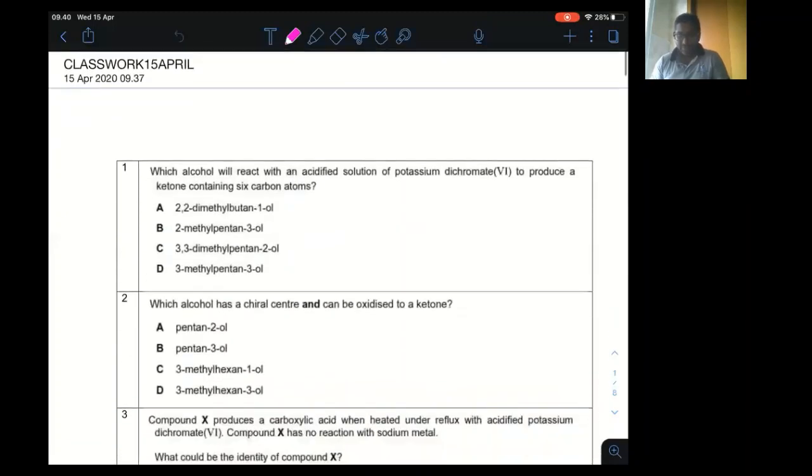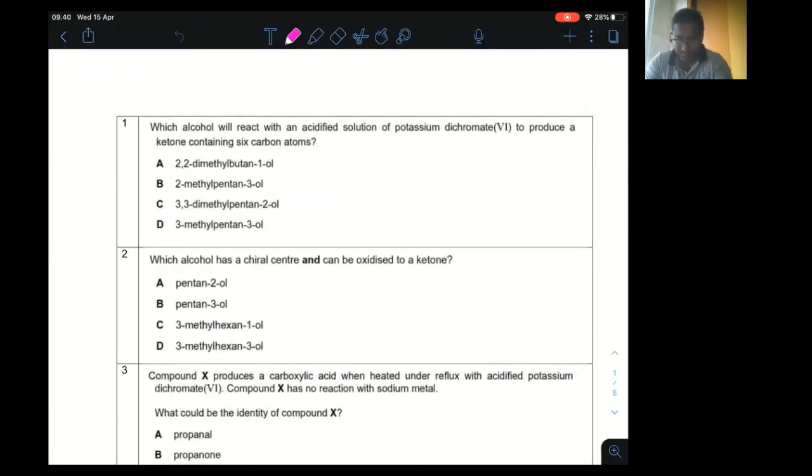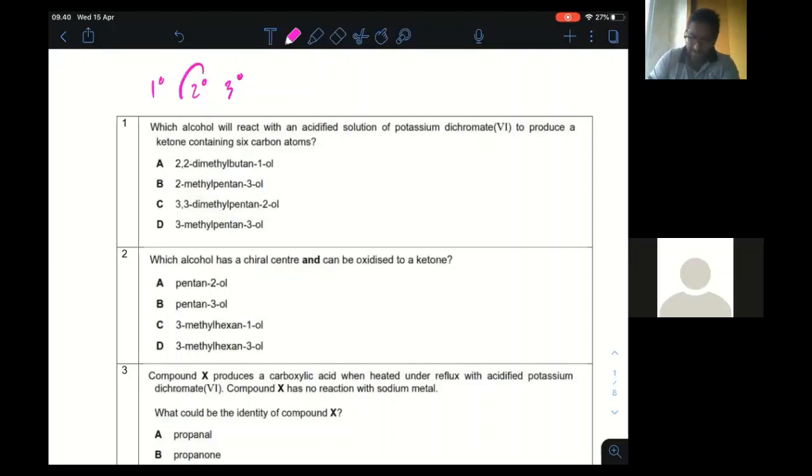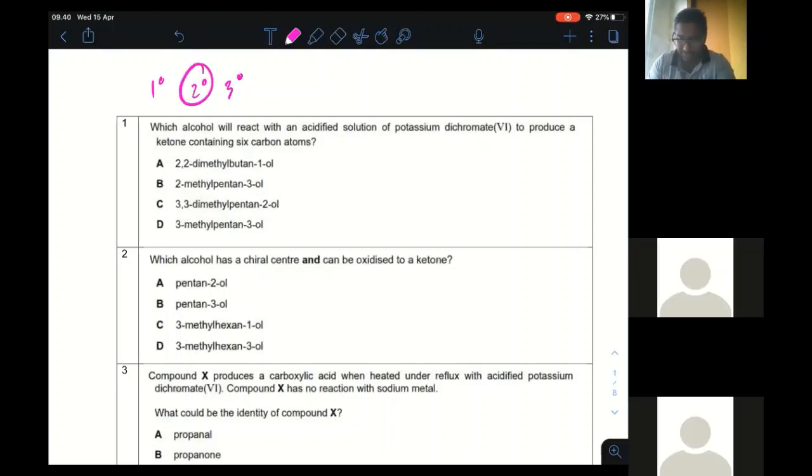For the first question, which alcohol will react with acidified solution to produce a ketone? Is it primary, secondary, or tertiary alcohol that will give you a ketone? Secondary. Secondary will give you a ketone. So we need to find out which one is going to be secondary here.